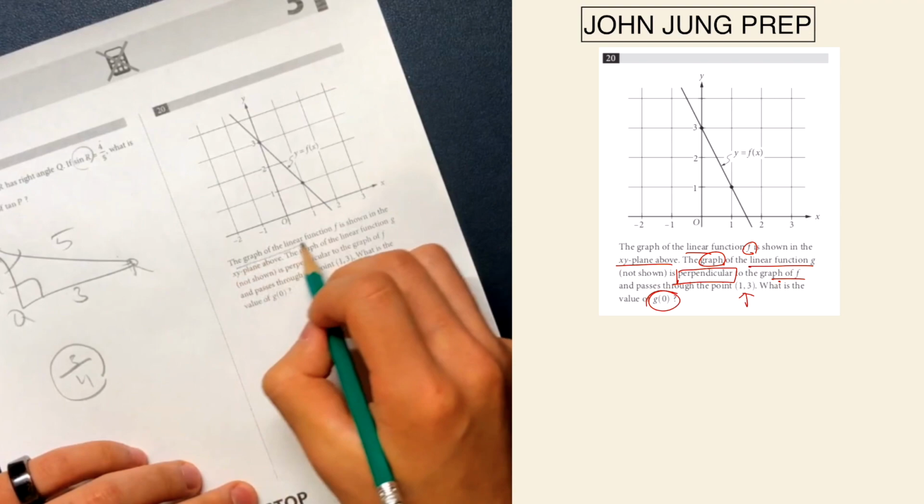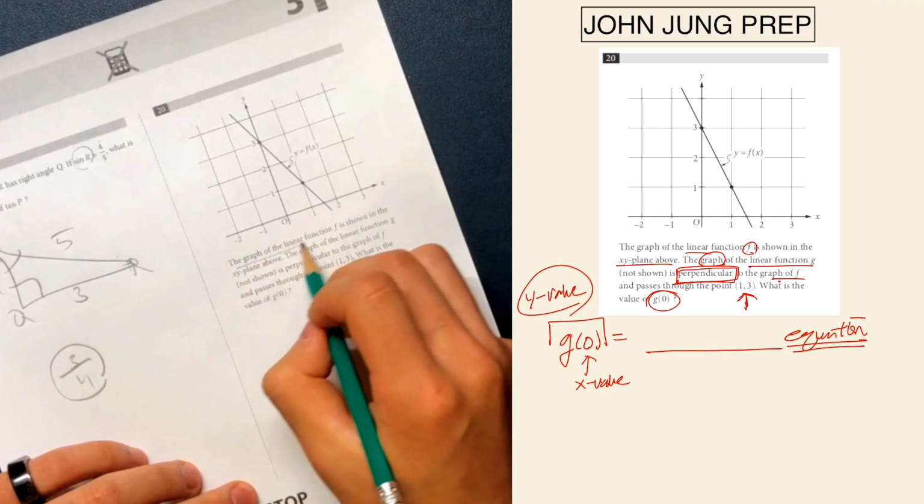Okay, so here's a couple of things we know. We know that the graph of g is perpendicular, and it goes through that point (1, 3), and we're looking for g(0). So we know that our x value is going to be 0, and we want to find out what the y value is when x is 0. But in order to find that, you need to know what the equation is. That will be really helpful, because if you know the equation, you can just plug in 0 and find out what y is, and you got your answer right there.